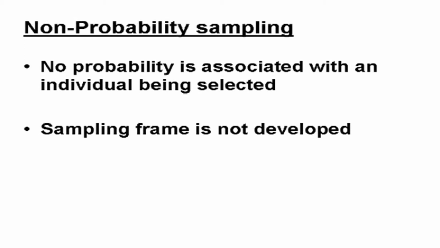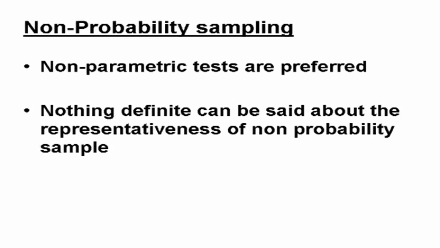Non-probability sampling. In non-probability sampling, no probability is associated with an individual being selected. Here, the sampling frame is not developed. In non-probability sampling, non-parametric tests are preferred. Nothing definite can be said about the representativeness of a non-probability sample. These are the differences between probability and non-probability sampling design.